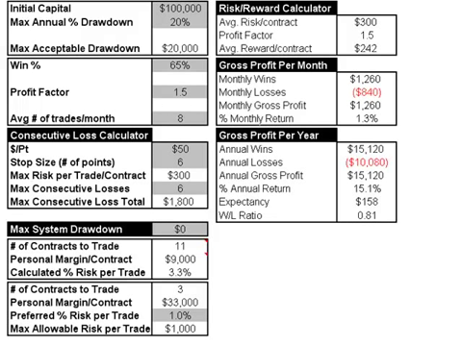Having the ability to experiment with different combinations of inputs is an extremely powerful analytical tool, and one that should be employed by all traders.